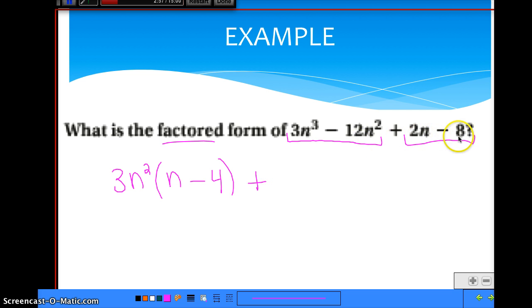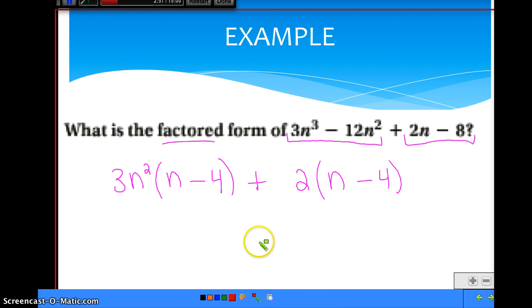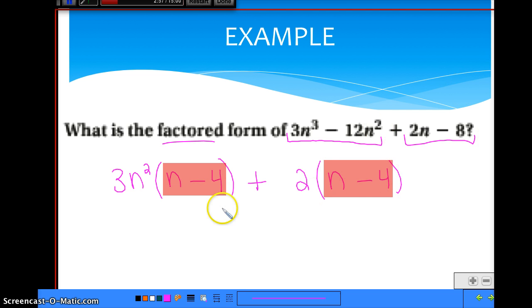Now look at the second group and ask yourself, can I take out a GCF? Yes, it's a 2. Take out the 2. 2 times what is the first term? It'd be n. 2 times what is the second term? Would be a 4. Notice, guys, that the binomial in the first group, after we factored out the GCF, is exactly the same as the binomial in the second group. That has to happen for this grouping method to work.